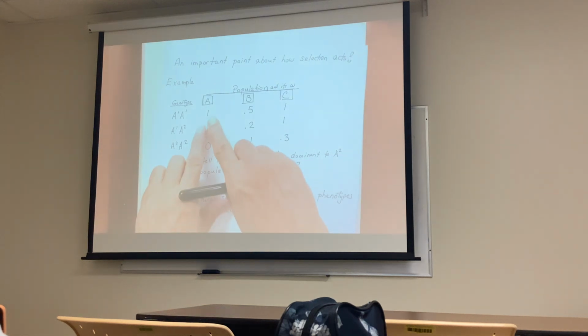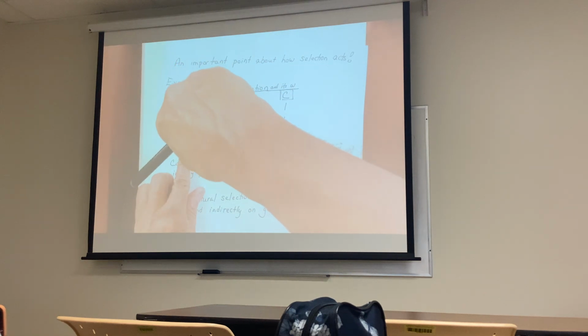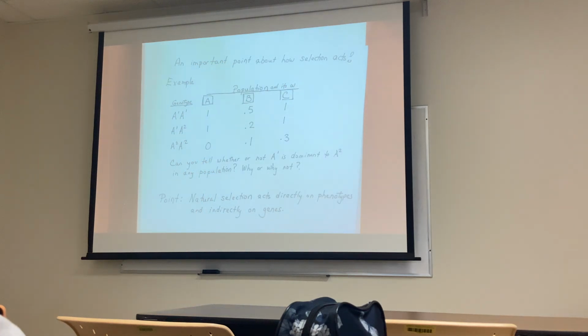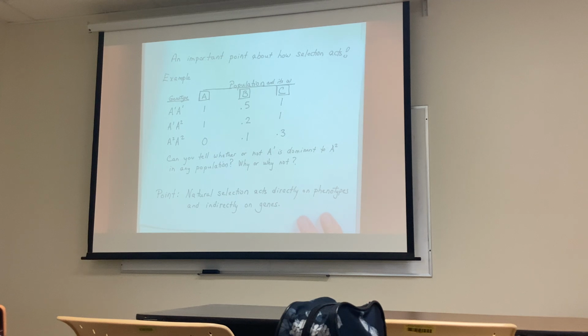Therefore, the reason these two have the same fitness is they have the same phenotype. And the only way that can happen is if this allele is dominant to this one, so this has the same phenotype as this. All right? So natural selection acts directly on the phenotype and indirectly on the allelic frequencies. Critically important.